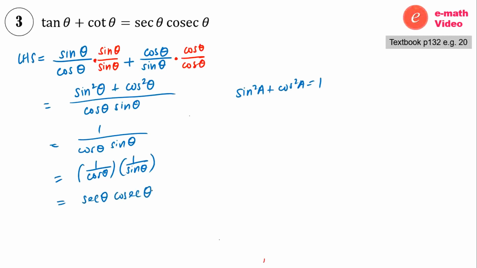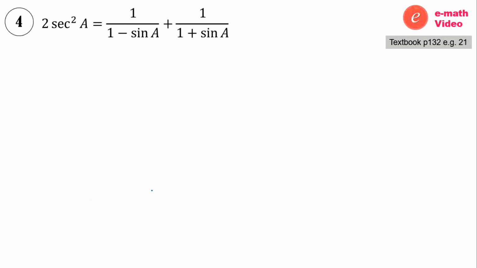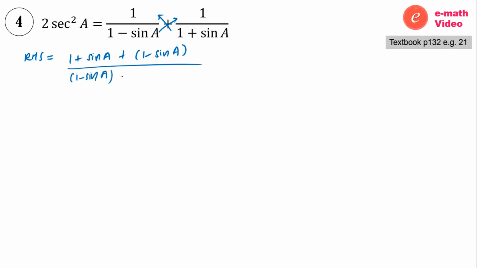Proven. Number 4. For this question, maybe we will start from the right hand side because the right hand side is more complicated, right? Same thing, we combine the fractions. Equals this one times here, this one times here. 1 plus sine a plus 1 minus sine a, over 1 minus sine a times 1 plus sine a. And on top, simplify, 1 plus 1 is 2. Sine a and negative sine a cancel.